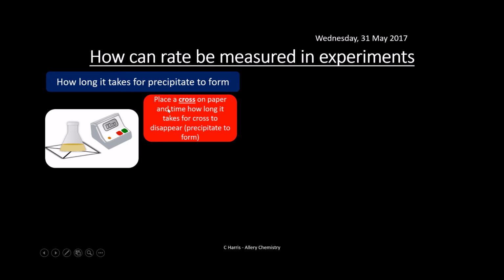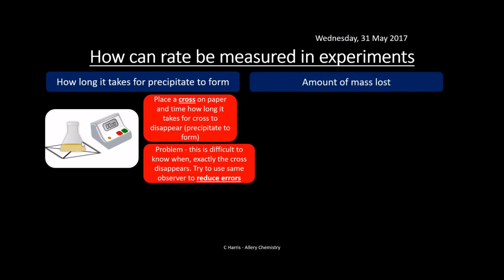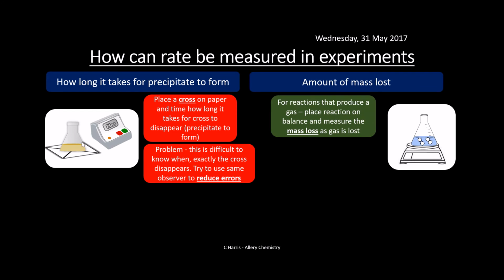So this is another one. Basically, you could put your reaction in a conical flask and time how long it takes for the cross underneath to disappear. Obviously, there are problems with this, though. It's difficult to know exactly when that cross disappears. It's best to use the same person to observe this cross disappearing so we don't have different ideas of when it actually has disappeared.